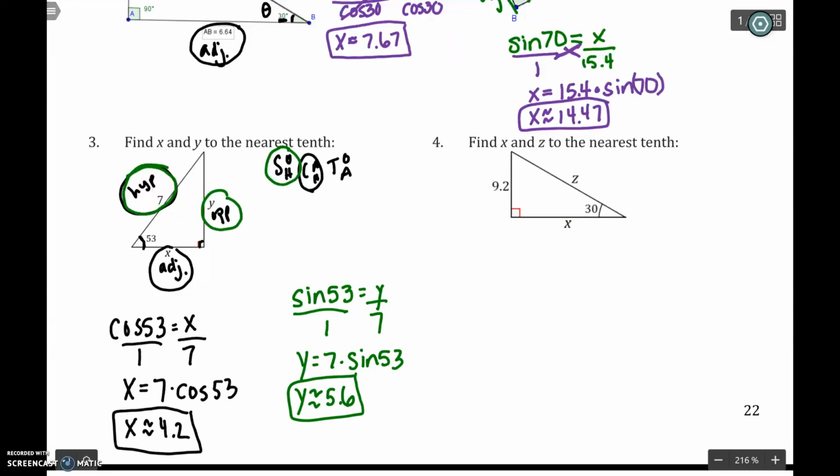Okay, same idea for number 4. The angle is a 30. Across from the 30 is your opposite. Across from the 90 is your hypotenuse. And between or next to the 90 and the 30 is your adjacent.